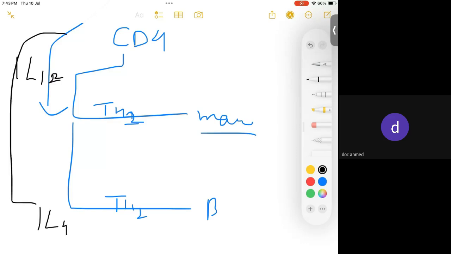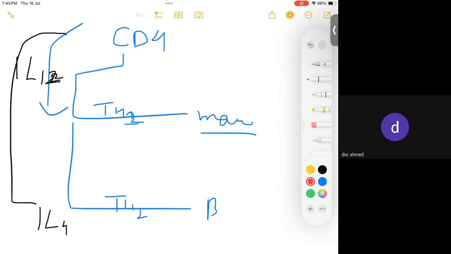Is this concept clear? Yes or no? Because from the same lineage, if you are getting two things, you have to guide them. Either I need the first one or the second one. How do I guide them? With a specific messenger. If they get IL-12, they are going to give me macrophages. If they get IL-4, they are going to give me B cells. So that makes sense, right?